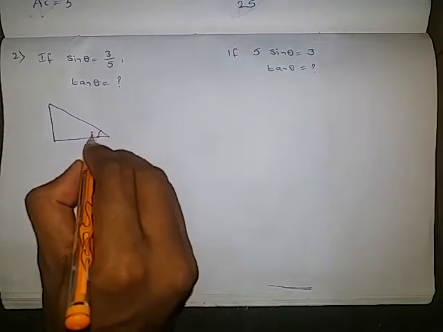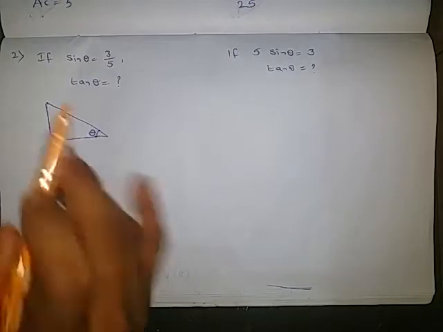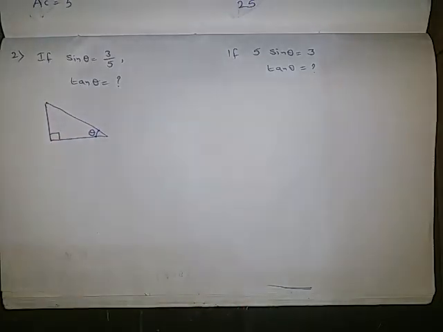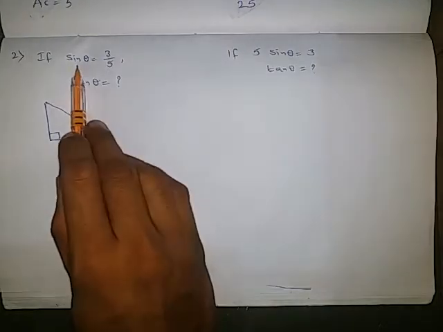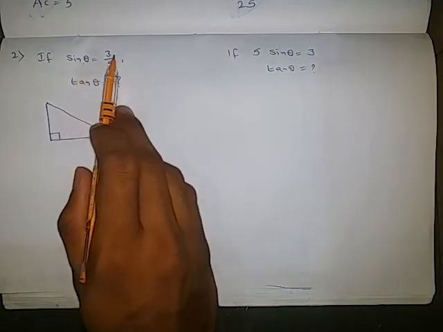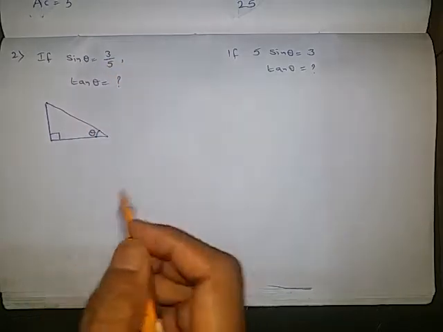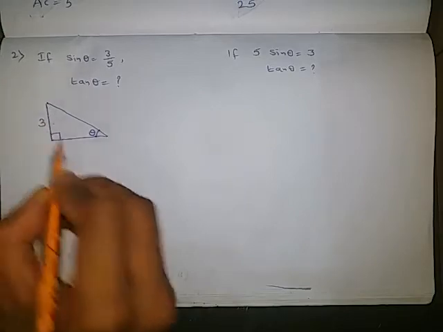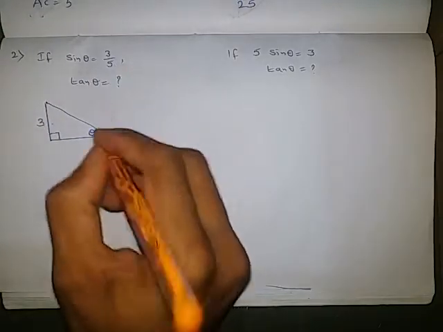Here this one I am taking as theta. You can take this also theta, no problem, but you should not take this as theta because this is always 90 degrees only. So sin theta is equal to 3 by 5. Sin is nothing but opposite by hypotenuse. So for this theta, opposite is this one, so 3, and hypotenuse is 5.